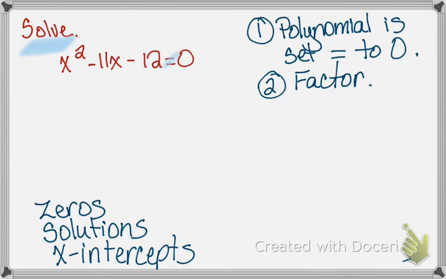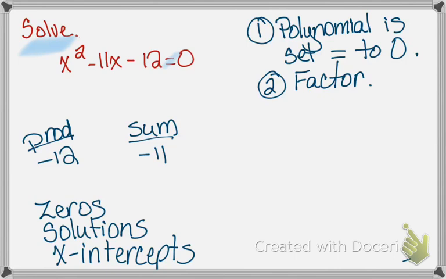So I am looking for a product of negative 12 and a sum of negative 11. So I'm looking for 2 numbers multiplied together give me negative 12 and added together give me negative 11. Now I know that I'm going to have one positive number and one negative number because I have a negative product. That's how I know I'm going to have one positive and one negative.